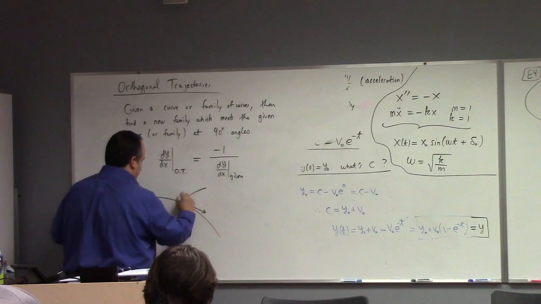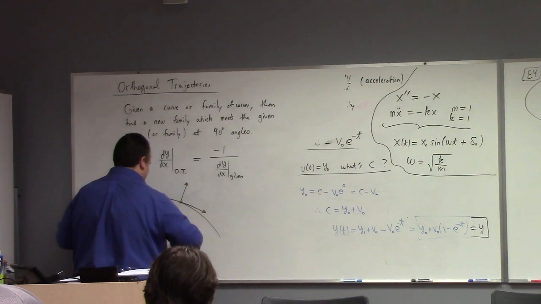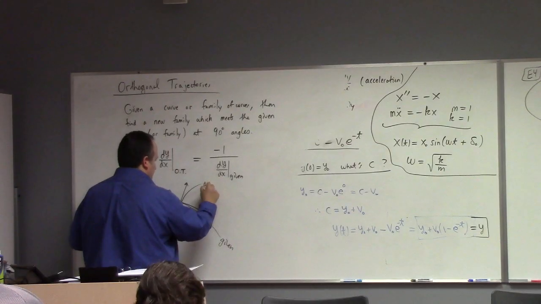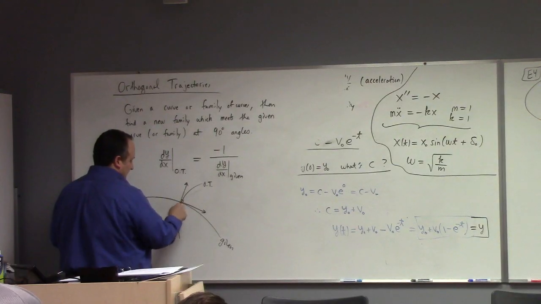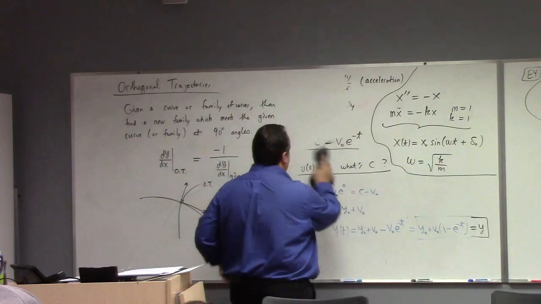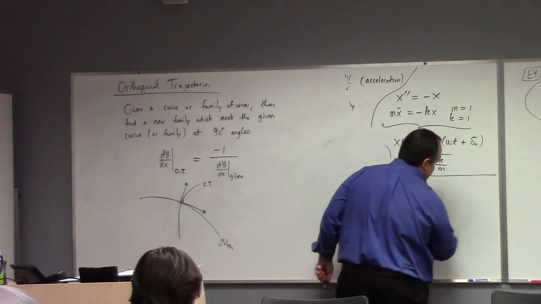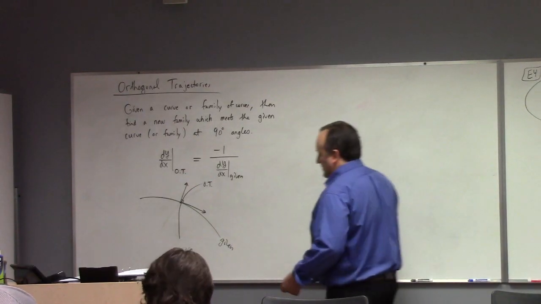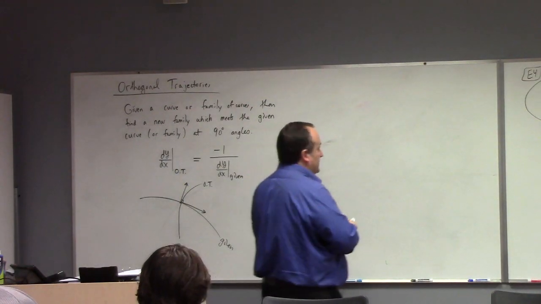Maybe this is the given, and this is the orthogonal trajectory you're looking for, all right? So they're meeting at right angles like that. You guys remember from pre-calculus, this is the thing. If I want a line that's perpendicular to a slope 2 line, I use a slope of minus 1/2, right? So same idea, but now with functions. Here's a good example of this.